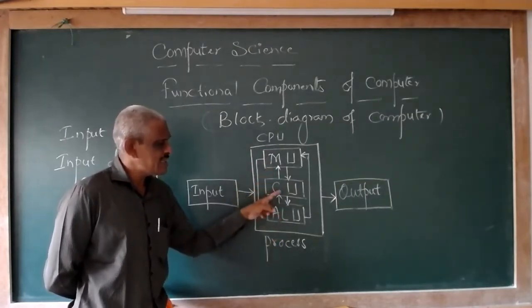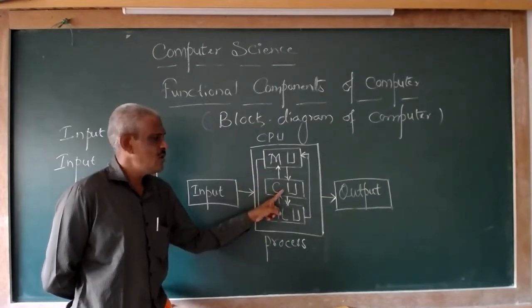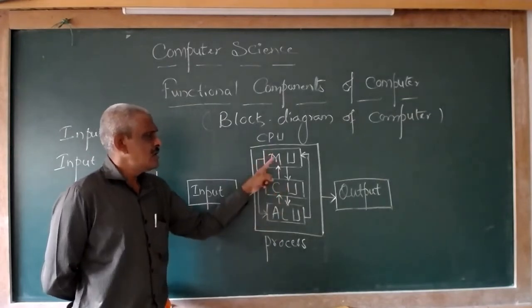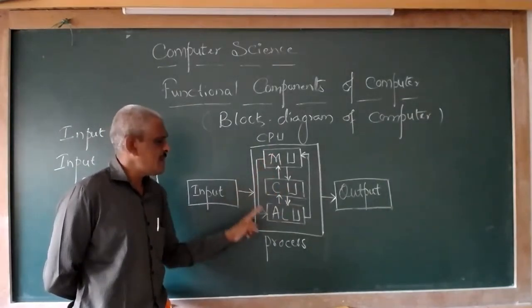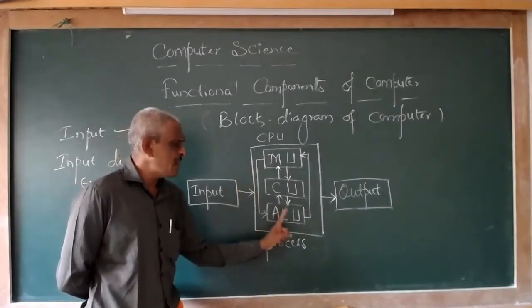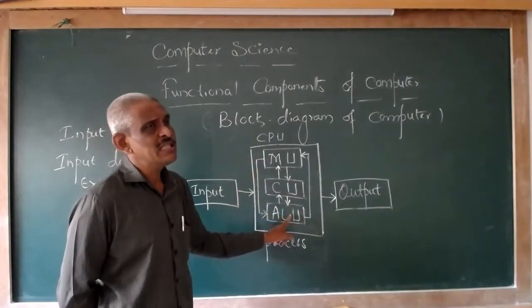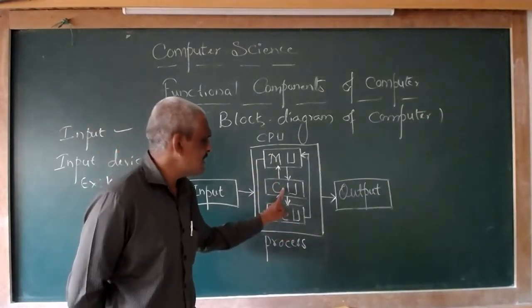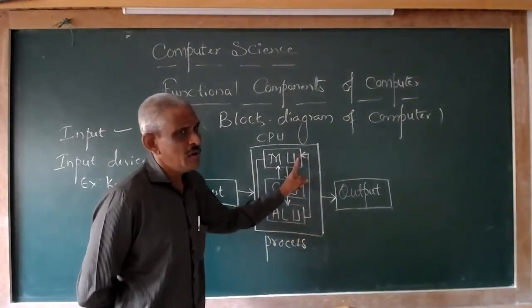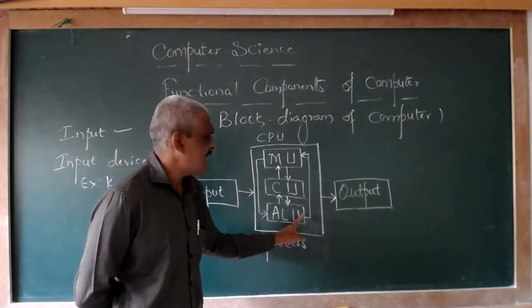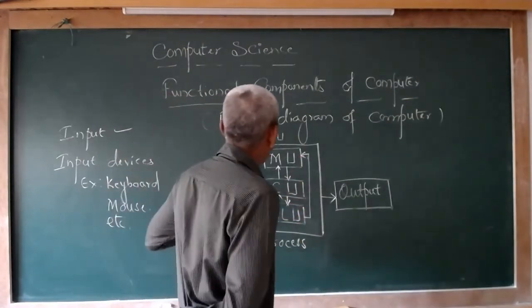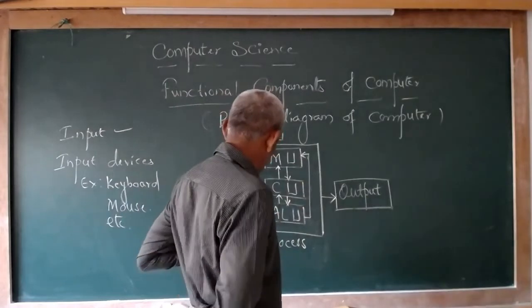Both the units will be receiving the control signals. Once both the units receive the control signals from the control unit, the memory sends the data to the ALU and the ALU performs the required operation. Once the operation is completed, again it receives the control signals from the control unit. The completed task will be sent back to the MU. Again, the ALU sends the generated output to the memory unit, right?